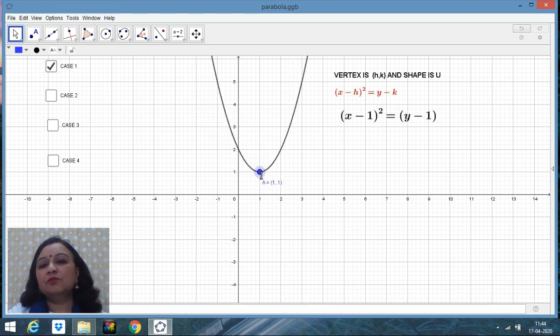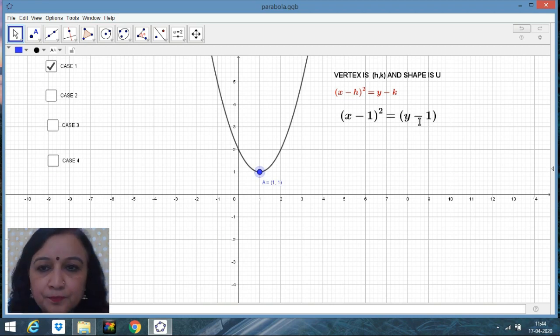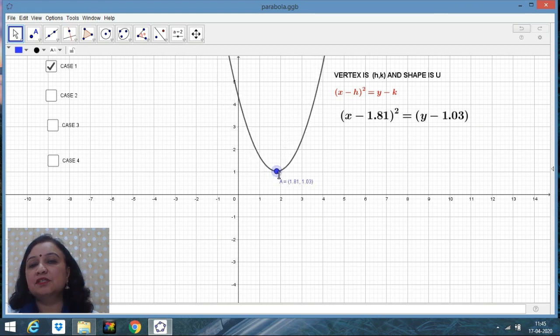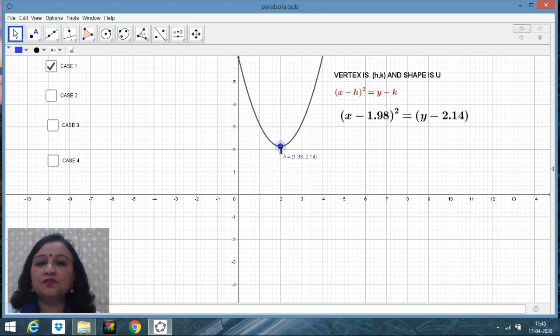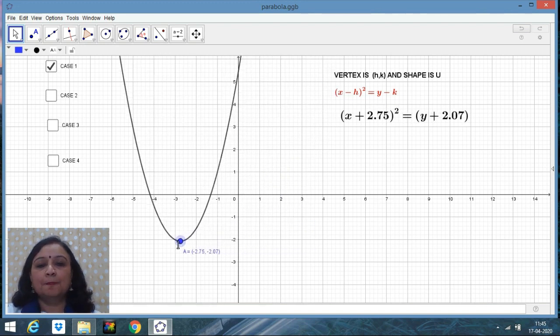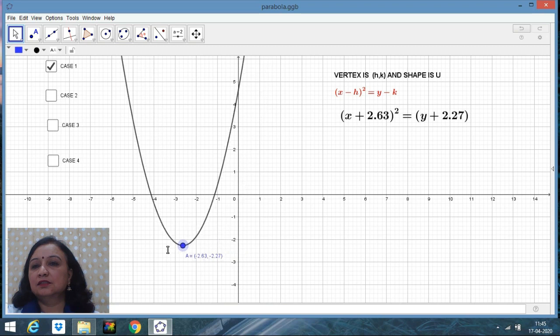If I move it here, the equation converts to (x minus 1) whole square is equal to y minus 1. That means h is 1 and k is also 1. From (1, 1), as x is quadratic and y is linear with a positive coefficient, the shape is U, vertex (1, 1) and shape is U. In any of the quadrants, you can cross check that the equation satisfies the same shape and the vertex as (h, k).